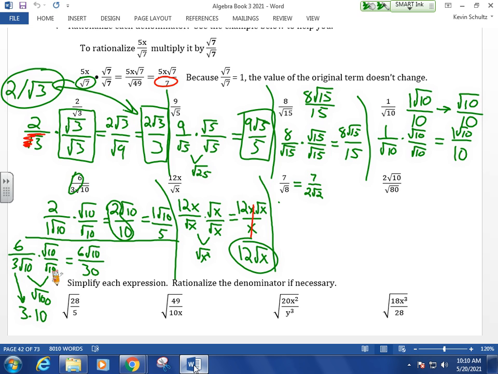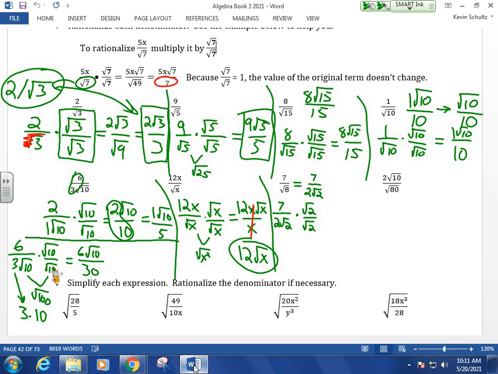So we have 7 over 2 root 2. What are we multiplying by to rationalize that denominator? Gino? The square root of 2? Right. Over the square root of 2. Okay? We don't need to multiply by 2 root 2 because that 2 is good. That coefficient of 2 is okay. We can't forget about it, but it's okay.